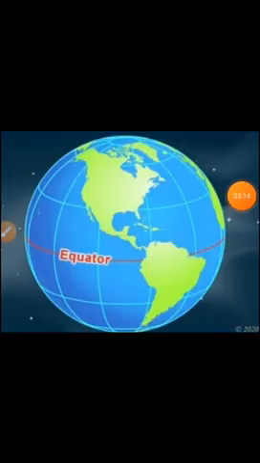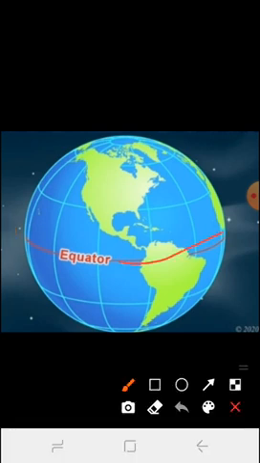So, I will explain the whole latitude with the help of some diagram. Okay, with the help of the diagram, I will show you what latitude actually is. Let's start. First of all, you have to know what is the equator. You see, the equator is an imaginary line that divides the earth into two equal halves. This is the equator. It is an imaginary line. Okay, so we will discuss latitude now.